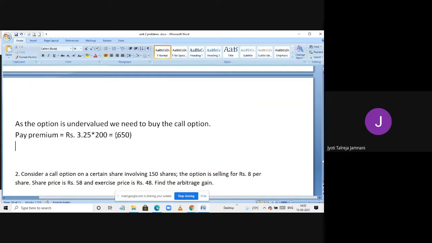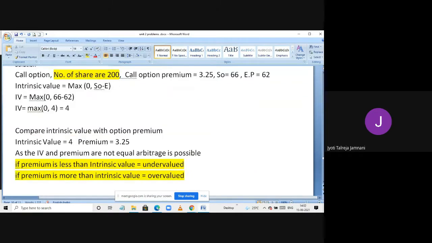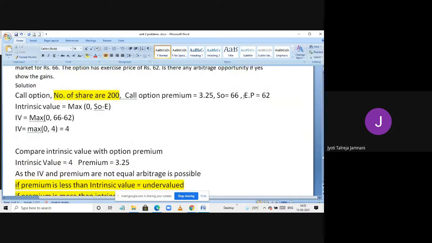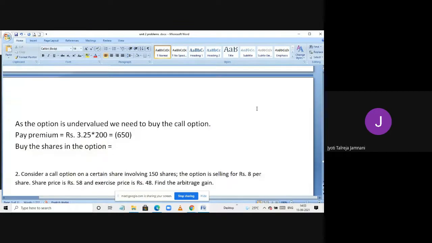Now what the call option has done, it has given us the right to buy. So that means in the option you need to buy the shares. Okay, so when we have to buy the shares, again we'll have to pay money. So we'll write here, buy the shares in the option. Okay, so how much the share is available for in the option means we should see the exercise price, because in the option we trade at the exercise price, whereas spot price is the market price. So it is available for 62 rupees. So we are going to pay rupees 62 to buy this share.